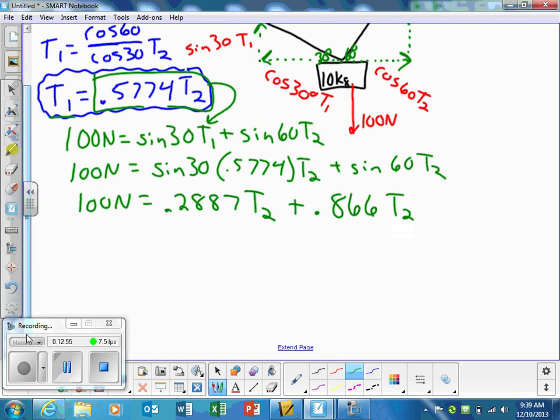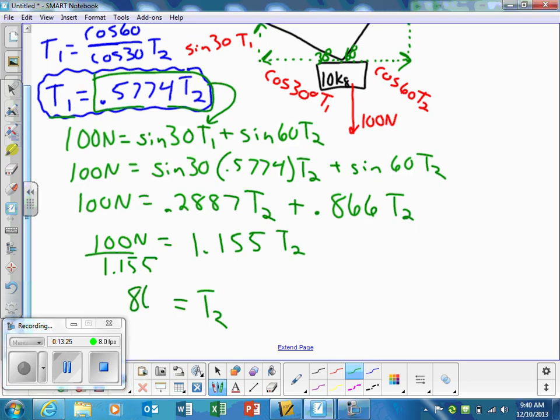Now it's just a matter of solving for T2. Okay? So 100 still equals, what's 0.2887 plus 0.866? 1.155 T2. And so you divide both sides by 1.155. And we get finally our answer for T2 is 86.6 newtons. Okay? That's T2. Yay, we finally got our first answer. And that's the hardest one, right?